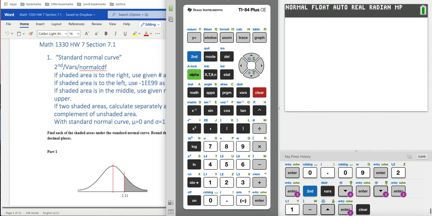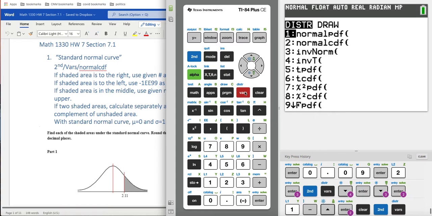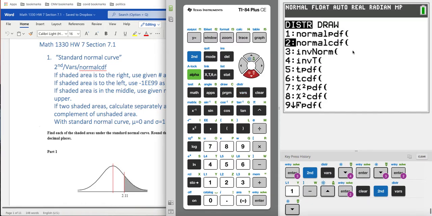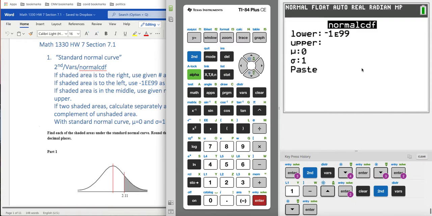Chapter 7 uses another new calculator function, and it's also accessed from the second VARS menu. We've got normal PDF and normal CDF, but we are only going to use normal CDF. That is for the area under a standard normal curve.